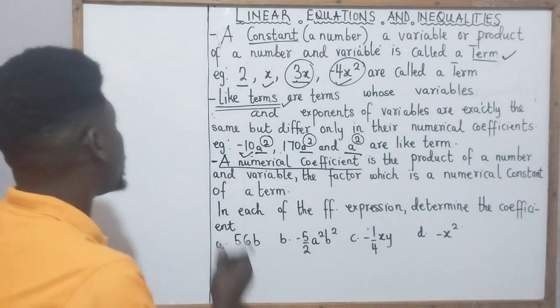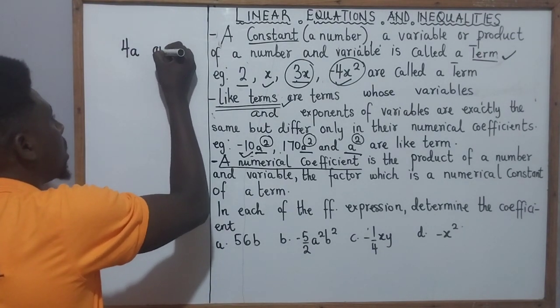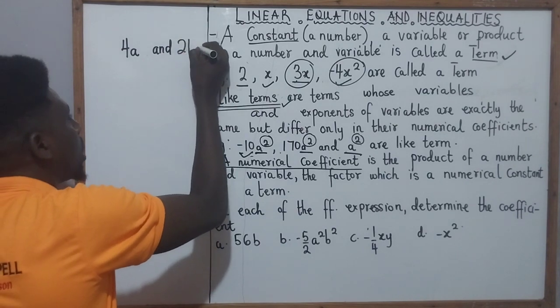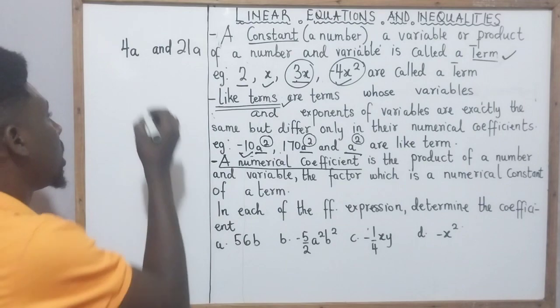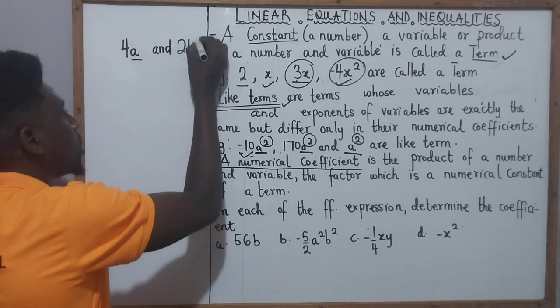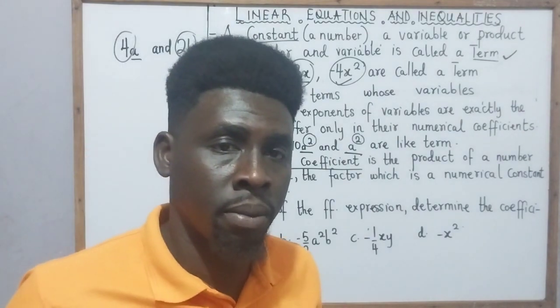So for example, if I have 4a and 21a, I can call these like terms, because they have the same variables, but their numerical coefficients are different.